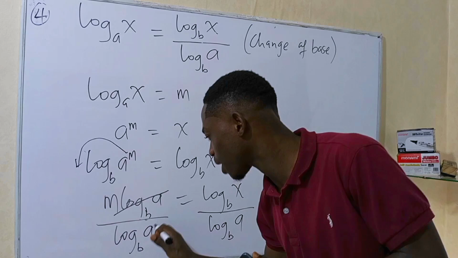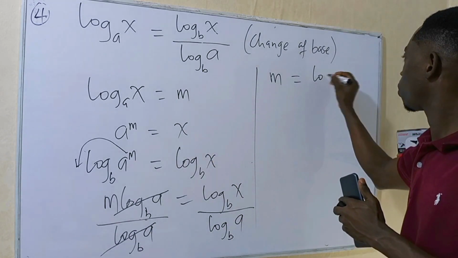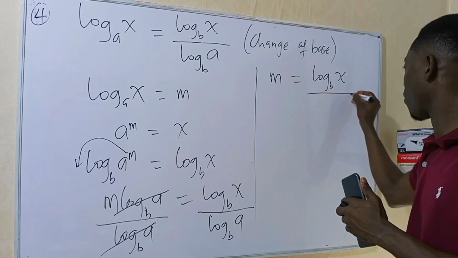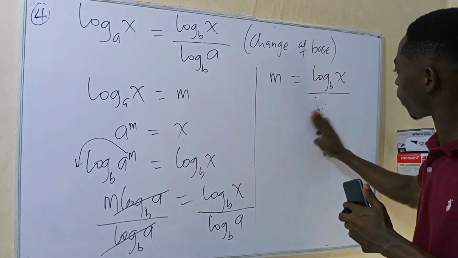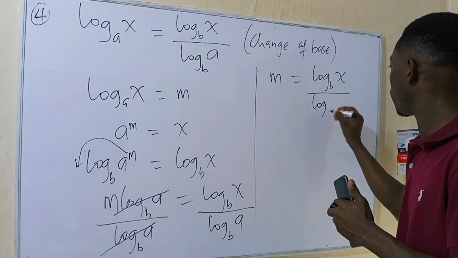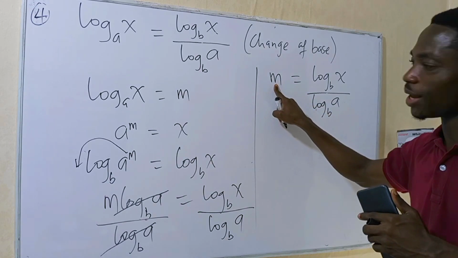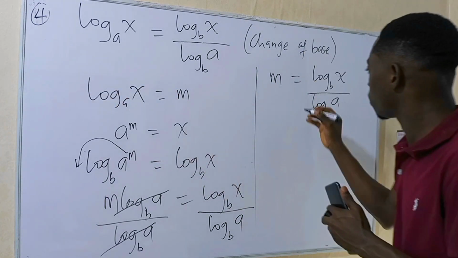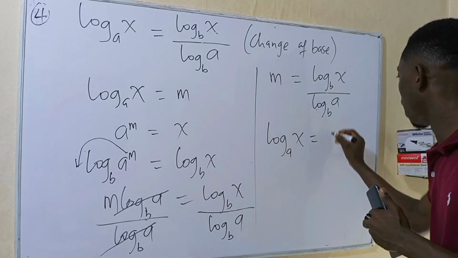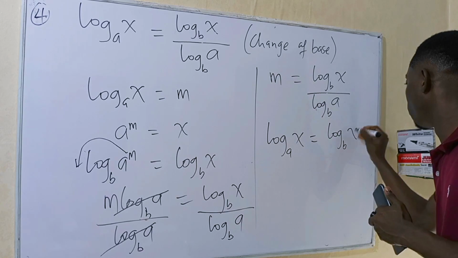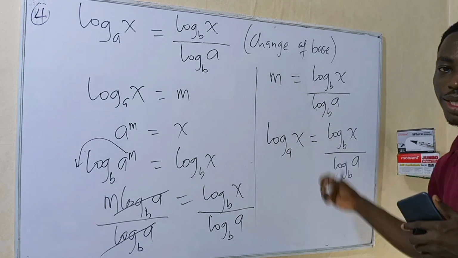And we see that this and this one will go. On the left hand side, we have m is equal to log base b of x, all divided by log base b of a. But where does this m come from? Let's replace that with what we have here so that it looks exactly like what we want. Log base a of x is now log base b of x, all divided by log base b of a. And that is pretty much it.